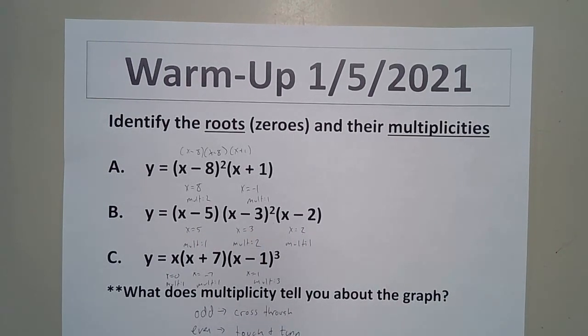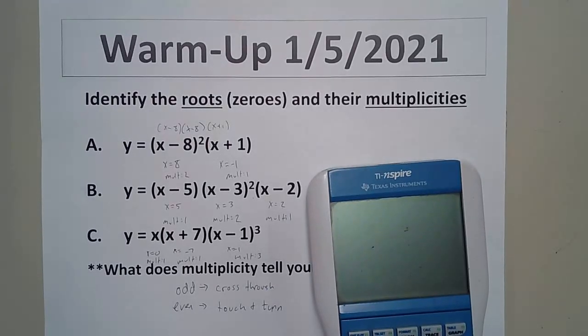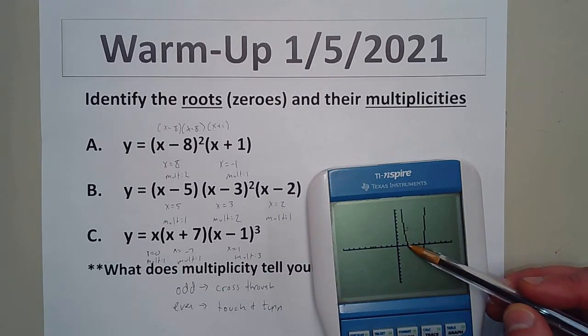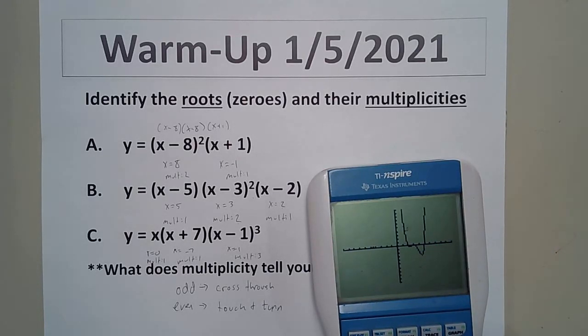So we can actually graph this if we want to see that. Let me throw that in there real quick. Give me a sec to type it in. Okay, and if we graph it, we can zoom in a little more if we needed to. We can see it crosses through here at 2. At 3, it touches and turns right back. And then it also crosses through at 5. So exactly what we described there.